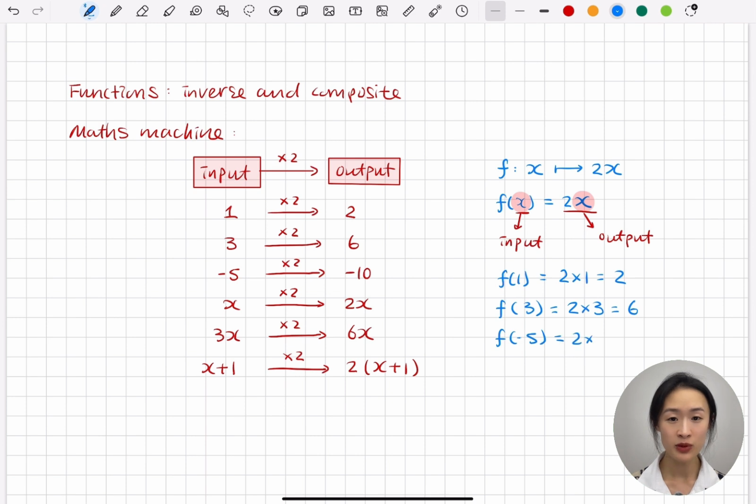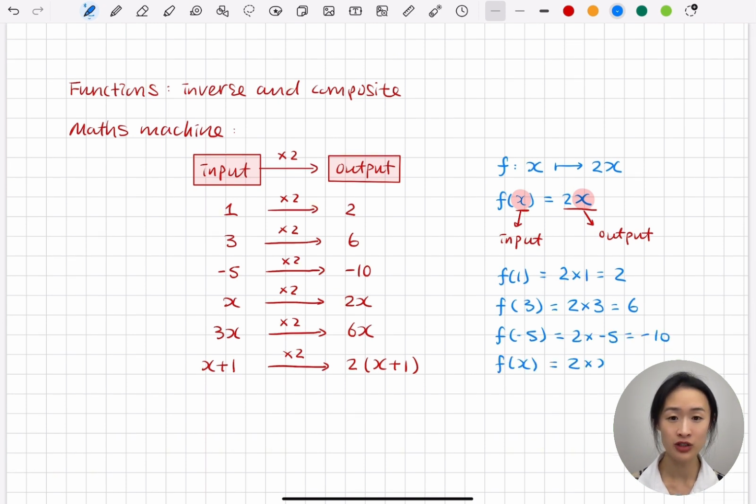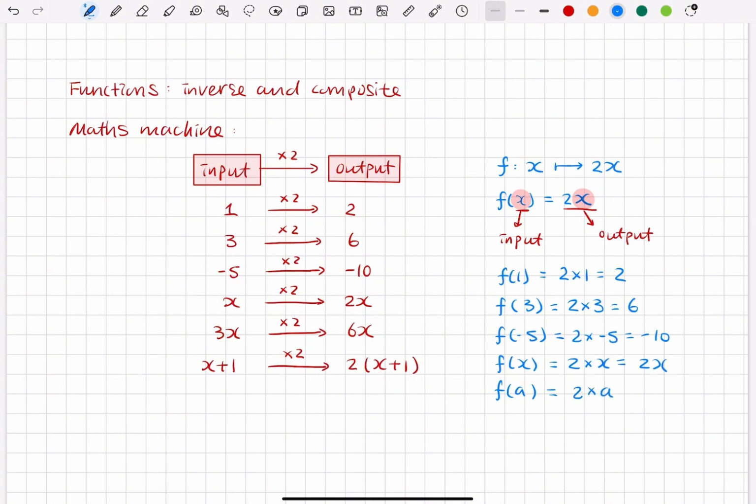I have a few more examples here to help you to get the idea of functions. Now if I put in a, the output is going to be 2 lots of a, which will be 2a. And as you can see, the function machine on the left is the same as function machine on the right. They will give the same answer. We just represent it in different ways. Now let's do an example together.